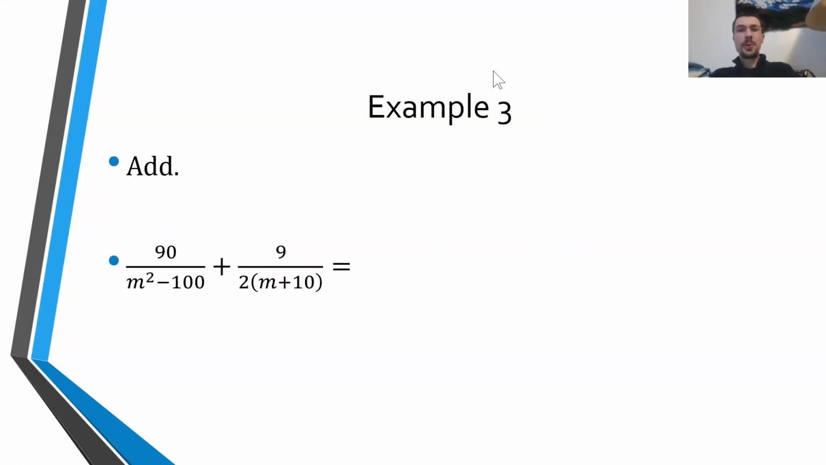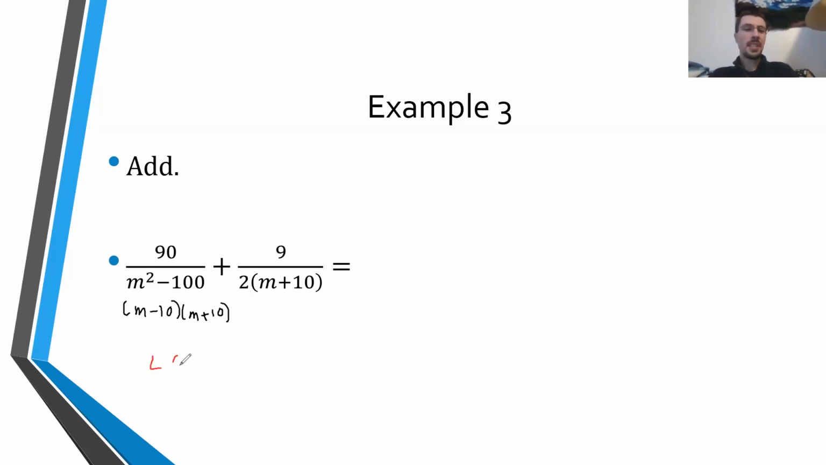Another question, pretty important one here. First, let's factor the first denominator. M squared minus 100 is a difference of squares, which factors to m minus 10 times m plus 10.